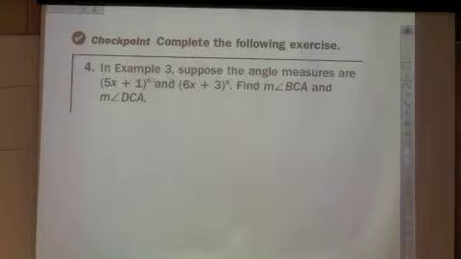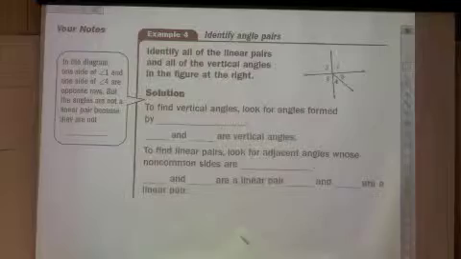All right, this is the same type. I'd rather have you guys have some homework time. So we're going to skip this checkpoint problem. Come to example 4.